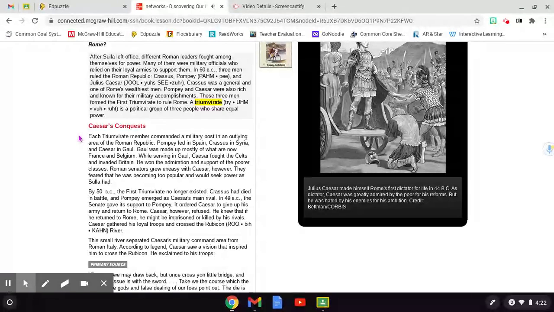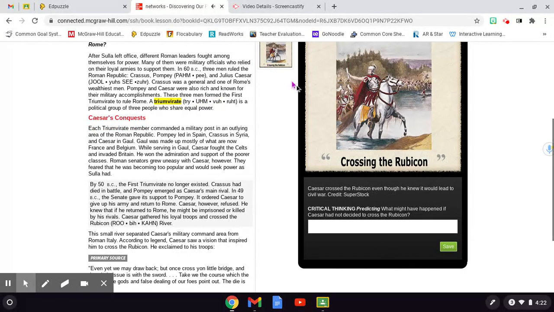Roman senators grew uneasy with Caesar, however. They feared that he was becoming too popular and would seek power as Sulla had. By 50 BC, the first triumvirate no longer existed. Crassus had died in battle, and Pompey emerged as Caesar's main rival. In 49 BC, the Senate gave its support to Pompey. It ordered Caesar to give up his army and return to Rome.